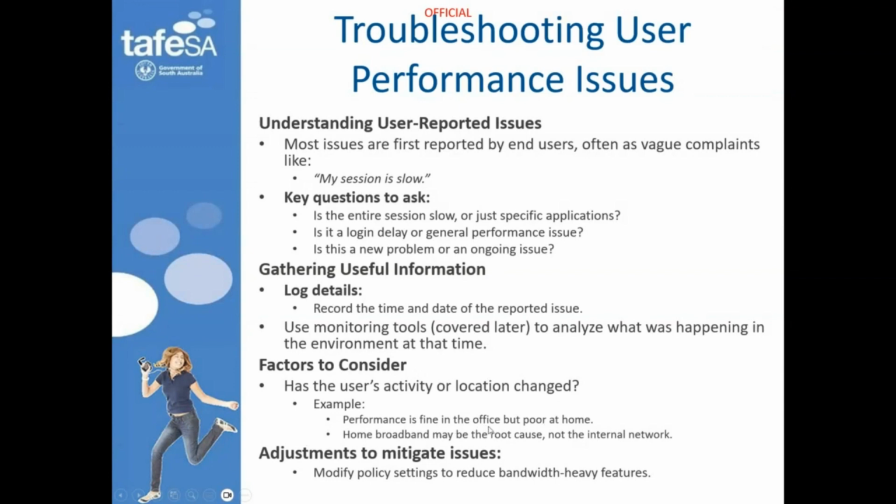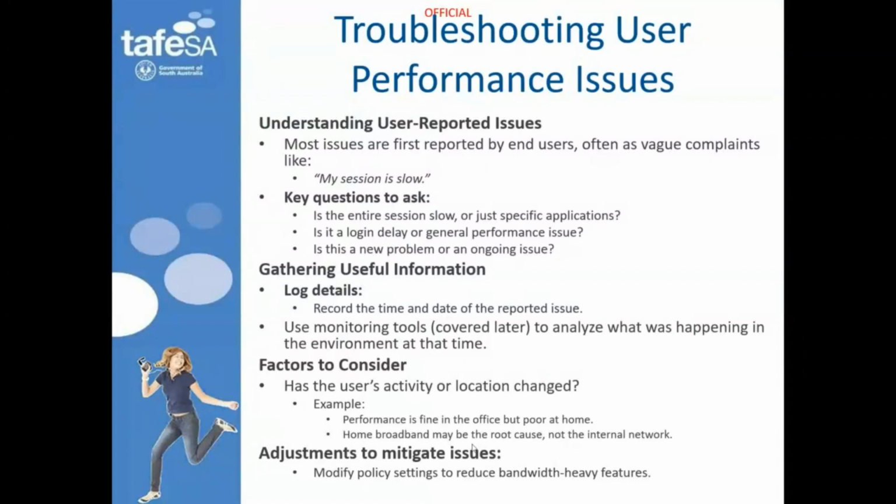Example: performance is fine in the office but poor at home. Well, if it's good in the office and poor at home, I would suggest it's something to do with your home, isn't it? Yeah. Okay, so that's right. Home broadband may be the root cause, not internal network. Okay, so if you got a very bad home broadband, like for example, I know my sister-in-law lives in McGill, and their internet is so slow for some reason. Okay, it might be because I know that area had a history of slow speeds and old infrastructure. I think they're fixing it, but that might be the cause.